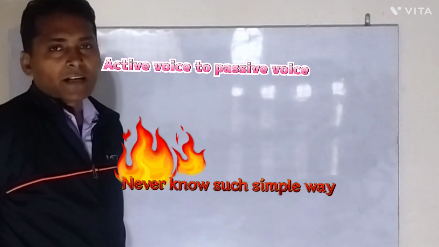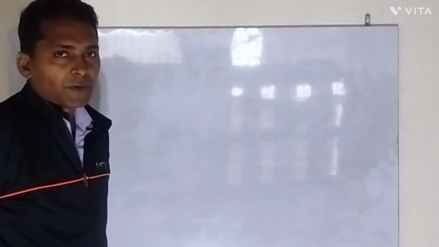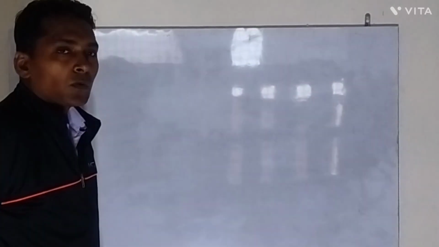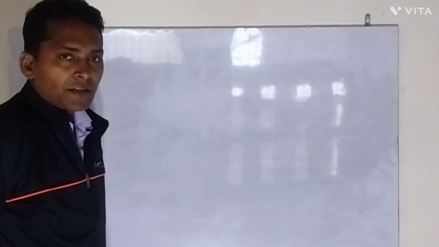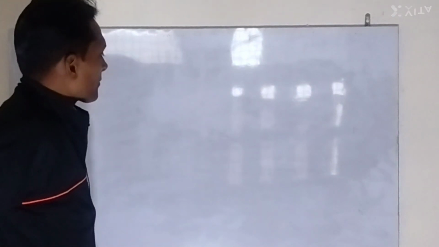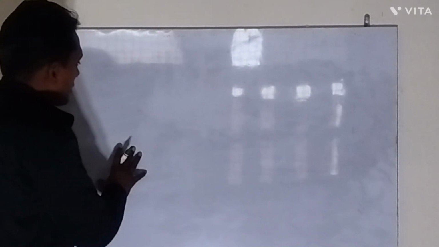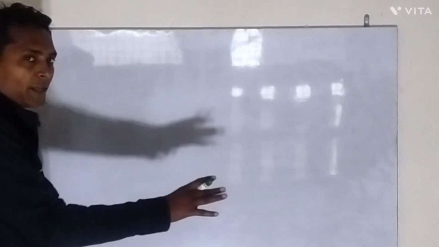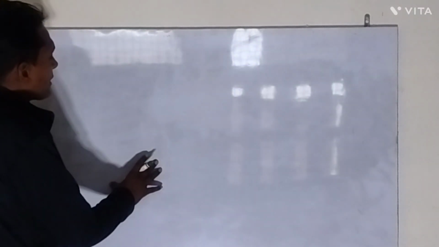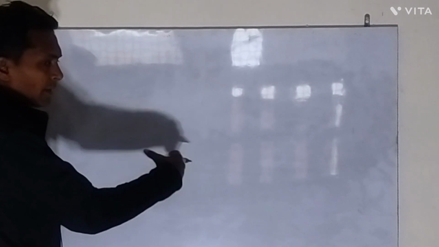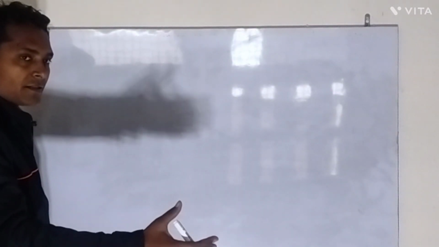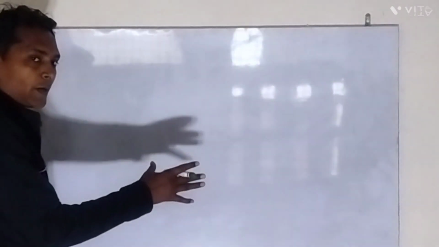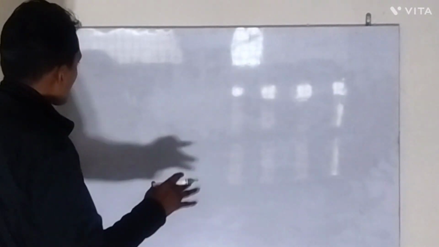Today we will understand active voice to passive voice. Active voice and passive voice, we will understand in a very simple way today. So first we should know about tenses because it is based on your tenses only. Always understand that in grammar, most of the grammar is covered with tenses only. So if you know the tenses, you can understand active voice and passive voice in a simple way.